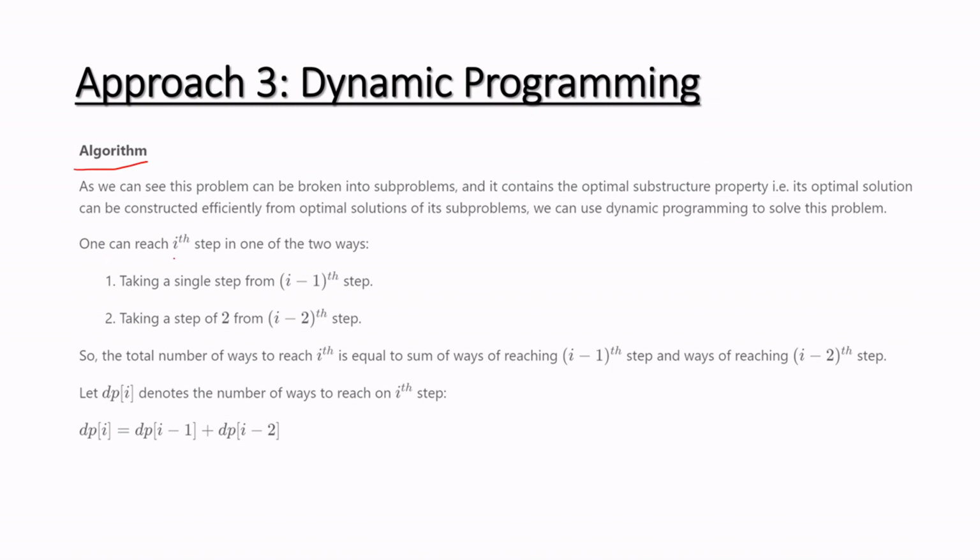One can reach the ith step in one of two ways: either take a single step, or take two steps, that is from step I minus 1 or from step I minus 2. So the total number of ways to reach the ith step is the sum of the ways from I minus 1 and I minus 2. If dp of I denotes the number of ways to reach step I, then dp of I is equal to dp of I minus 1 plus dp of I minus 2. This is called dp of I.